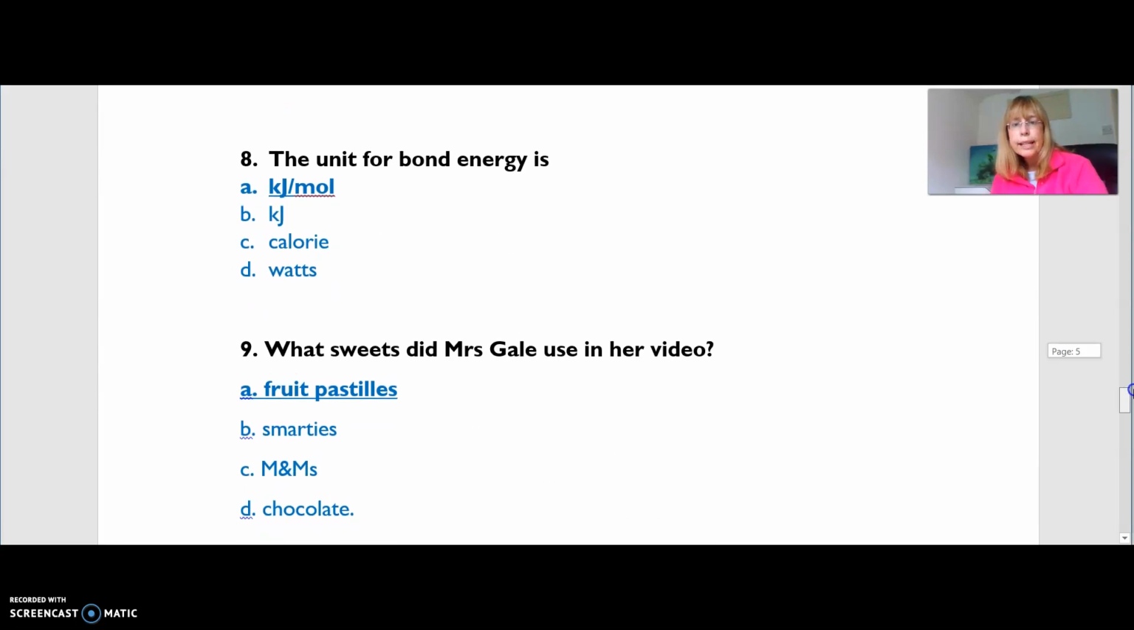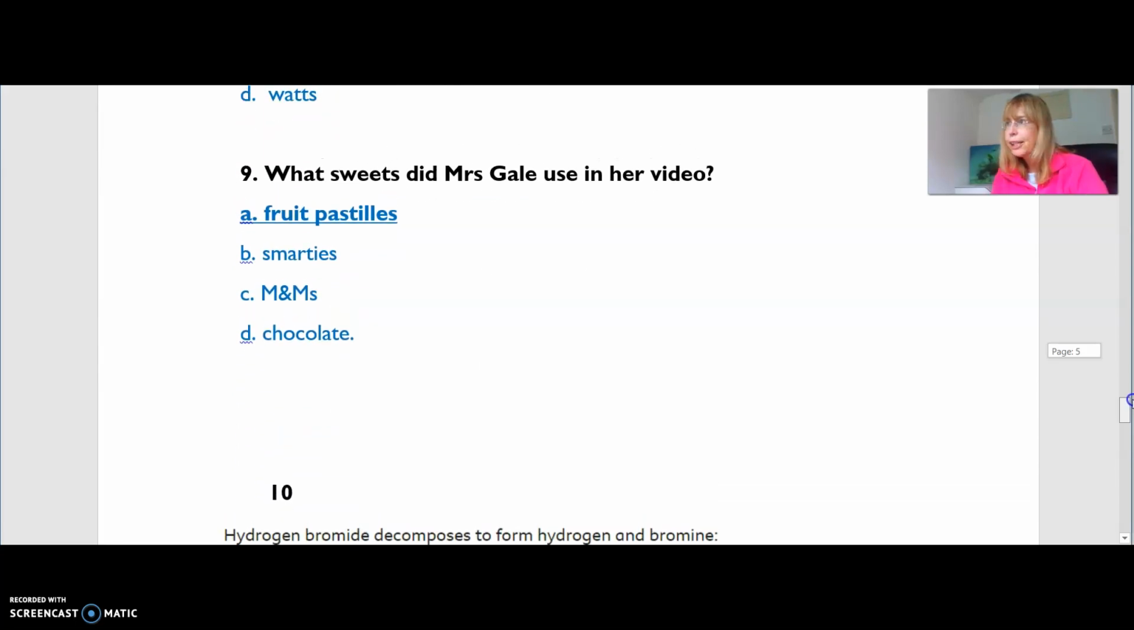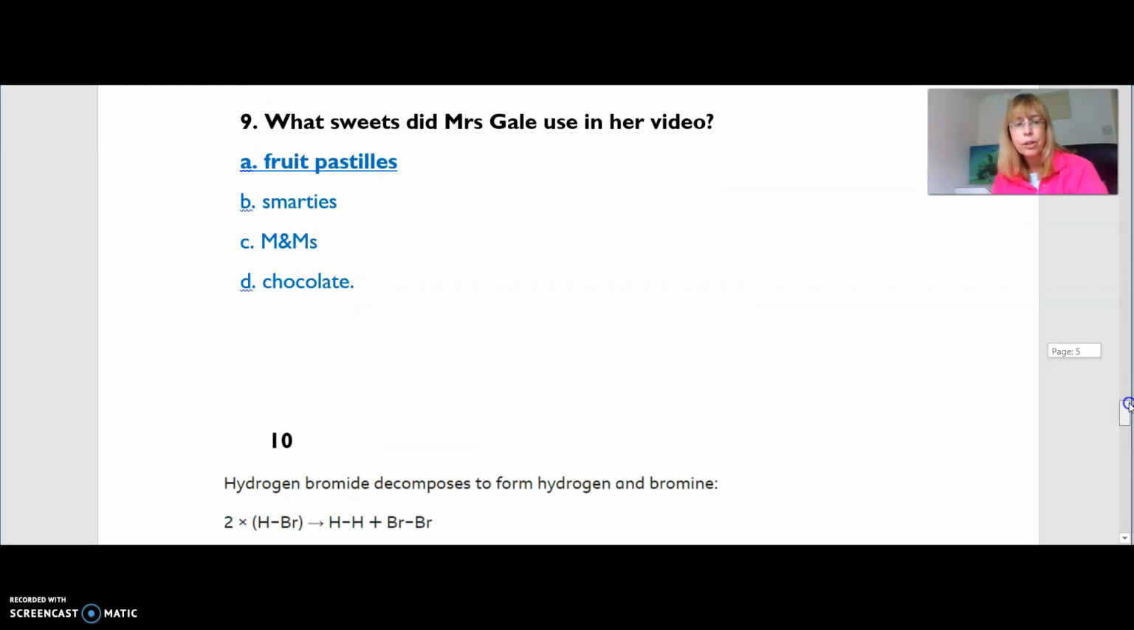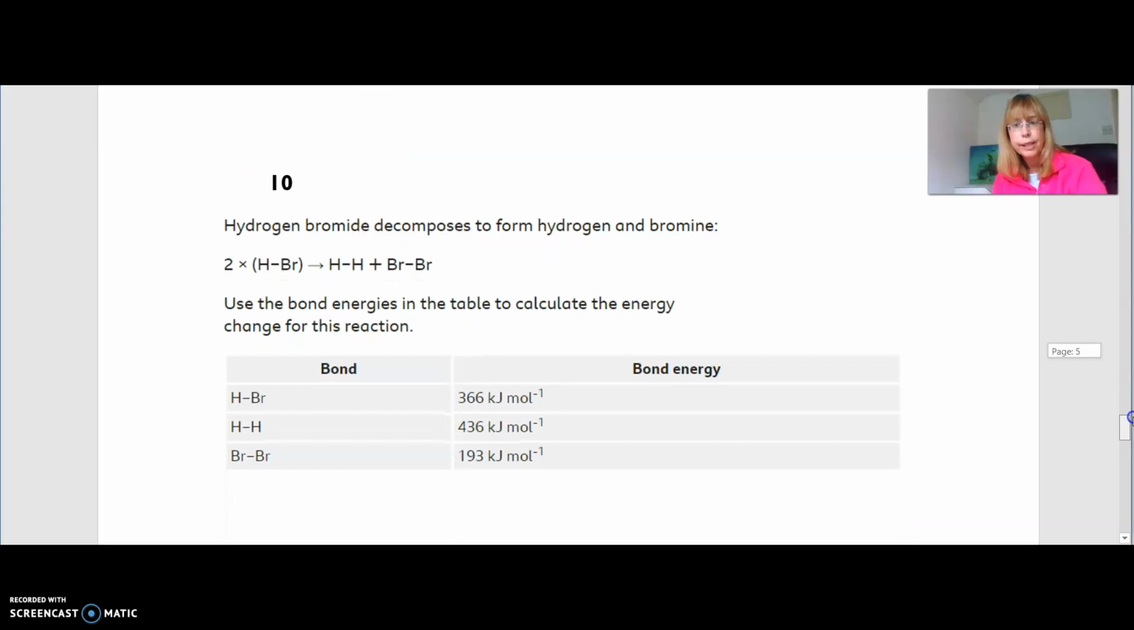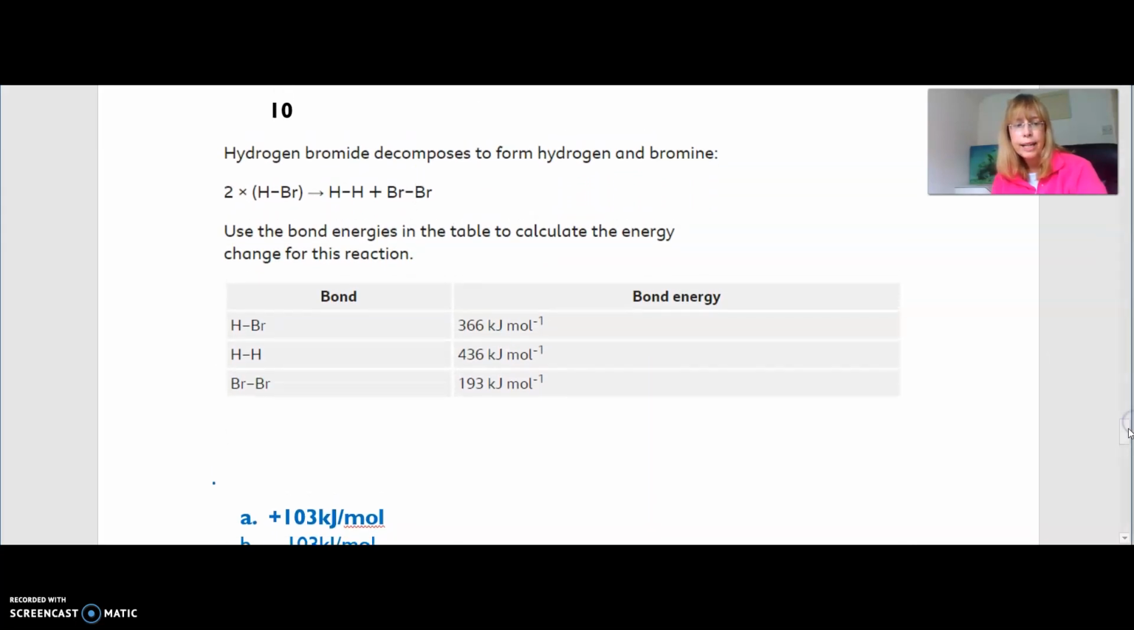The unit for bond energy is kilojoules per mole. And of course, I was using fruit pastels, and this was my little test to see if you were in fact not cheating and just skipping through to the quiz. Not that you would ever do anything like that, of course. But this question really separated a few of you. So let's have a look. You can do this.